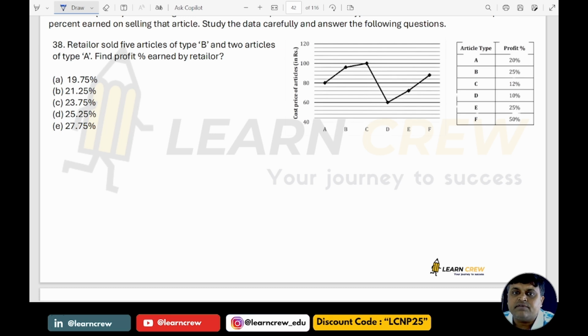Then next, question number 38. Retailers sold 5 articles of type B and 2 articles of type A. 5 articles of type B means 5 into 96 cost price, and 2 articles of type A. Total 480 plus 160, 640 is the cost price. And how are they sold? B at 25% profit, which is 125% of 96, and A is sold at 120.